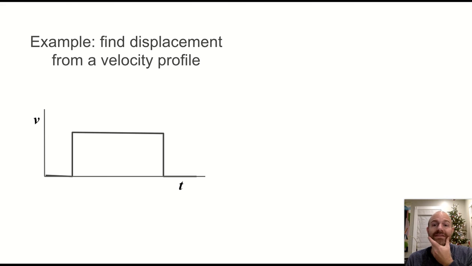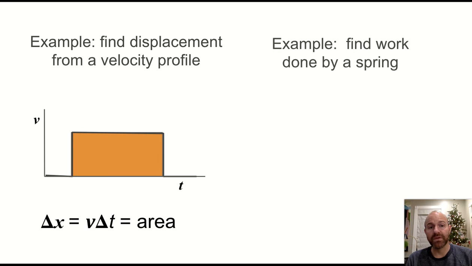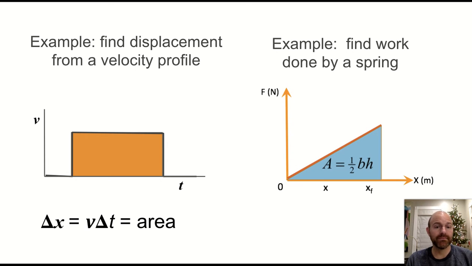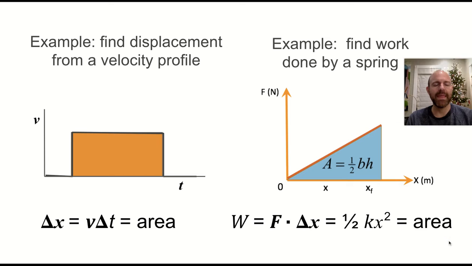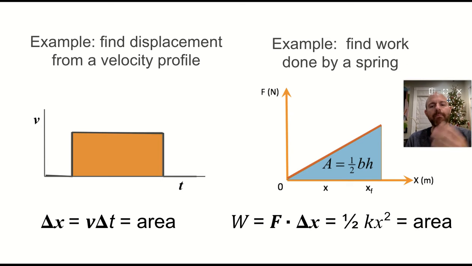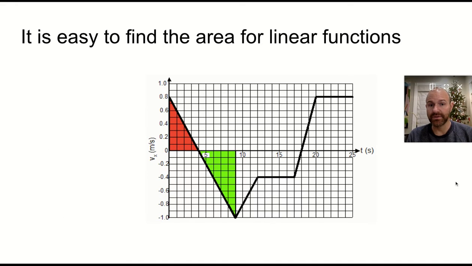You probably remember that we've done displacement from a velocity profile, right? Delta x is v delta t. We've also done work done by a spring. We've also done the change in velocity. Right, we've done all of those things. And that was how we kind of backed in, if you will, into integration without actually doing the integration.